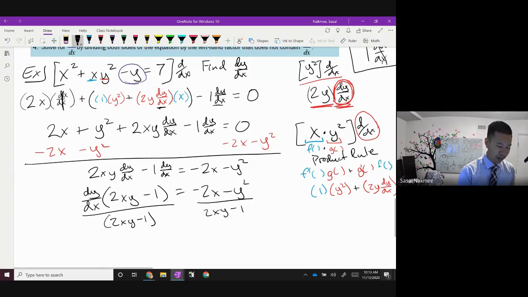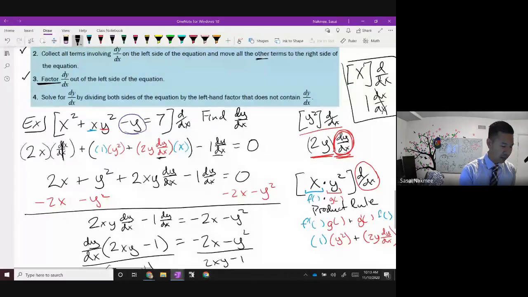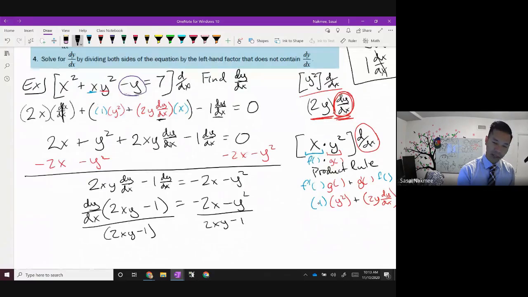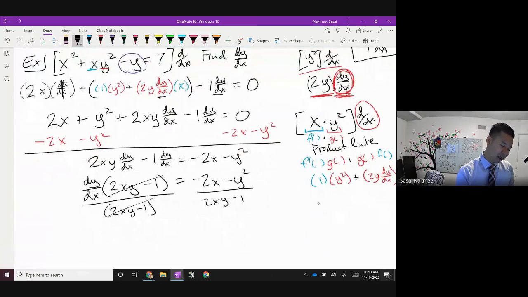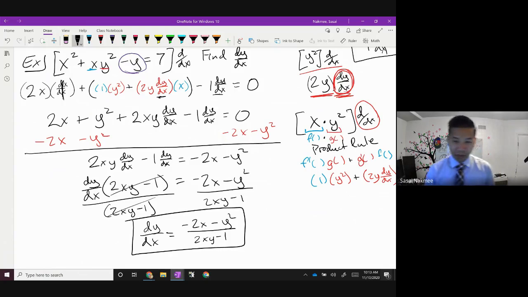So that was step 3, where I factored it out. Step 4, divide both sides of the equation by the left-hand factor that does not contain dy/dx. That's this guy right here. It does not contain the dy/dx. I divide by it to the other side, and this cancels out on the left side, and I'm left with dy/dx equals negative 2x minus y squared over 2xy minus 1. And that's your answer, right?